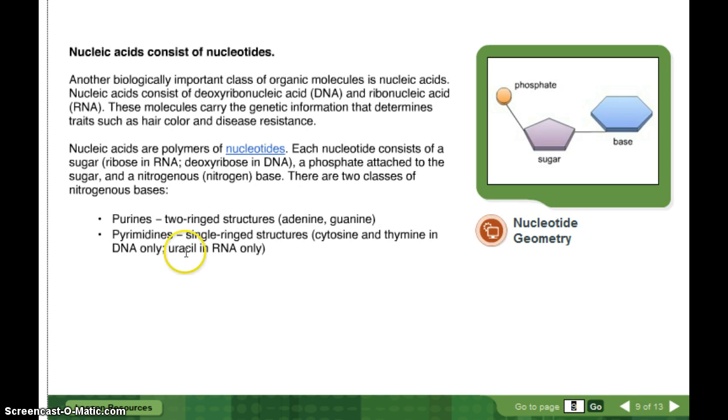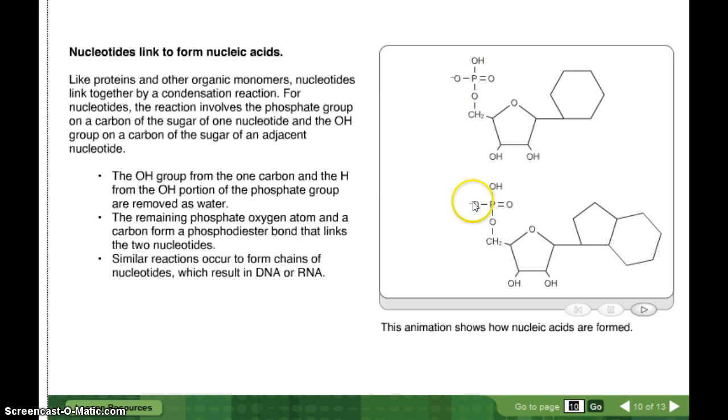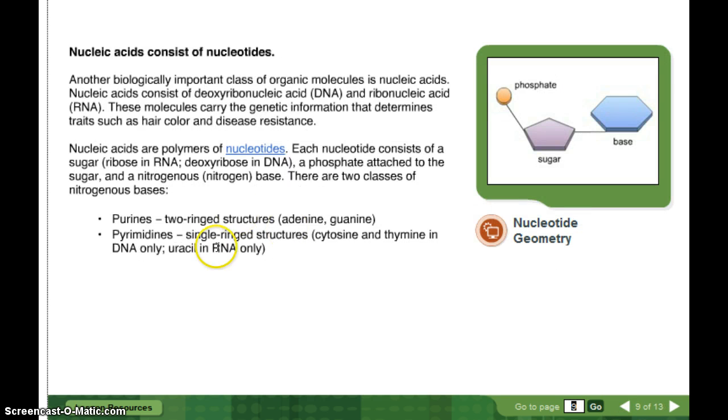And if we back up, we can see if it has two rings, it's either adenine or guanine. If it just has the single ring, it's either C, T, or U, cytosine, thymine, or uracil. So it's good to see that, oh yeah, it's got that same phosphorus going on, the same sugar, and then it's just the difference of the one or two rings for if it is a purine or a pyrimidine.